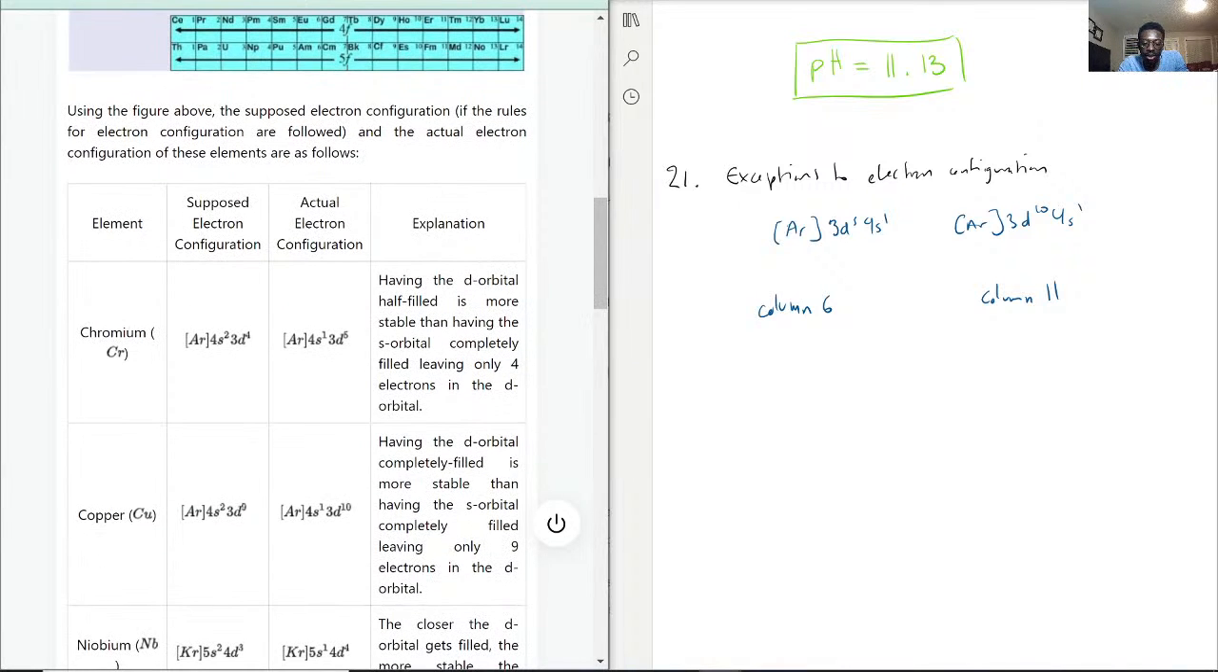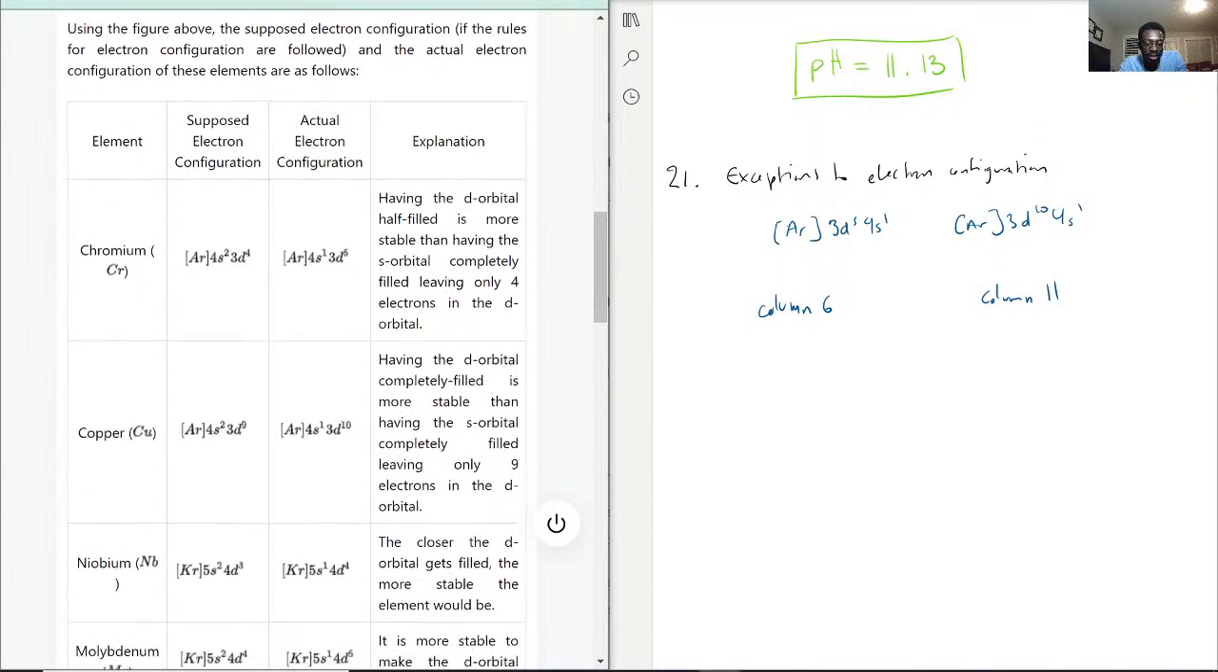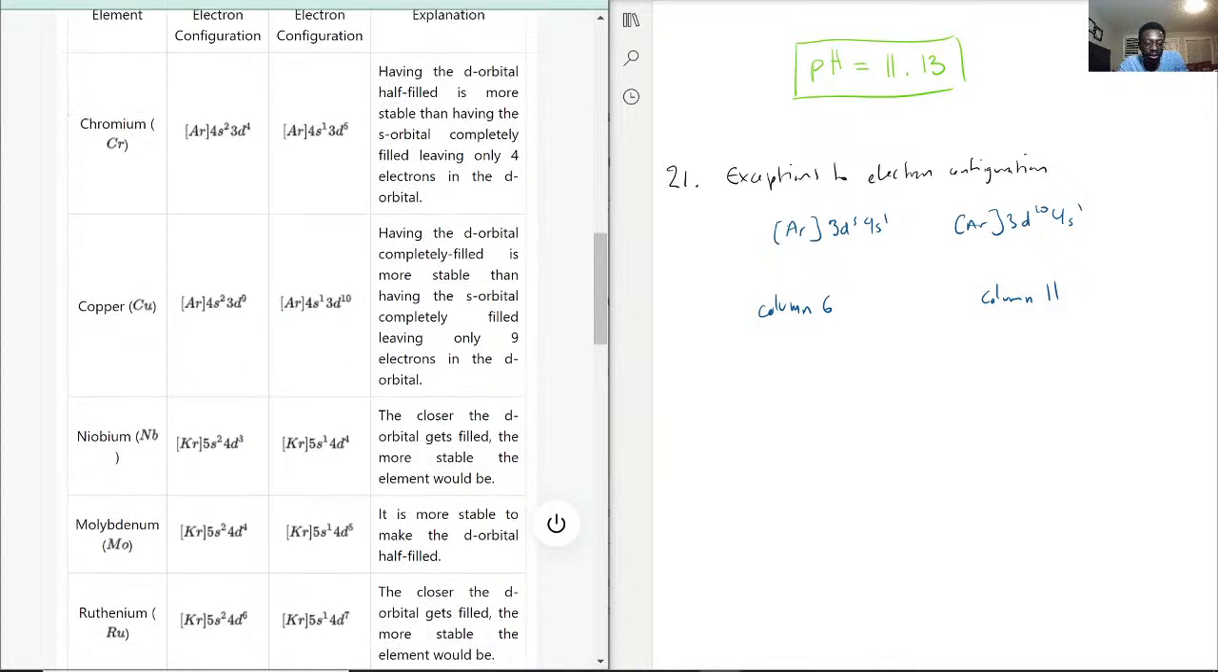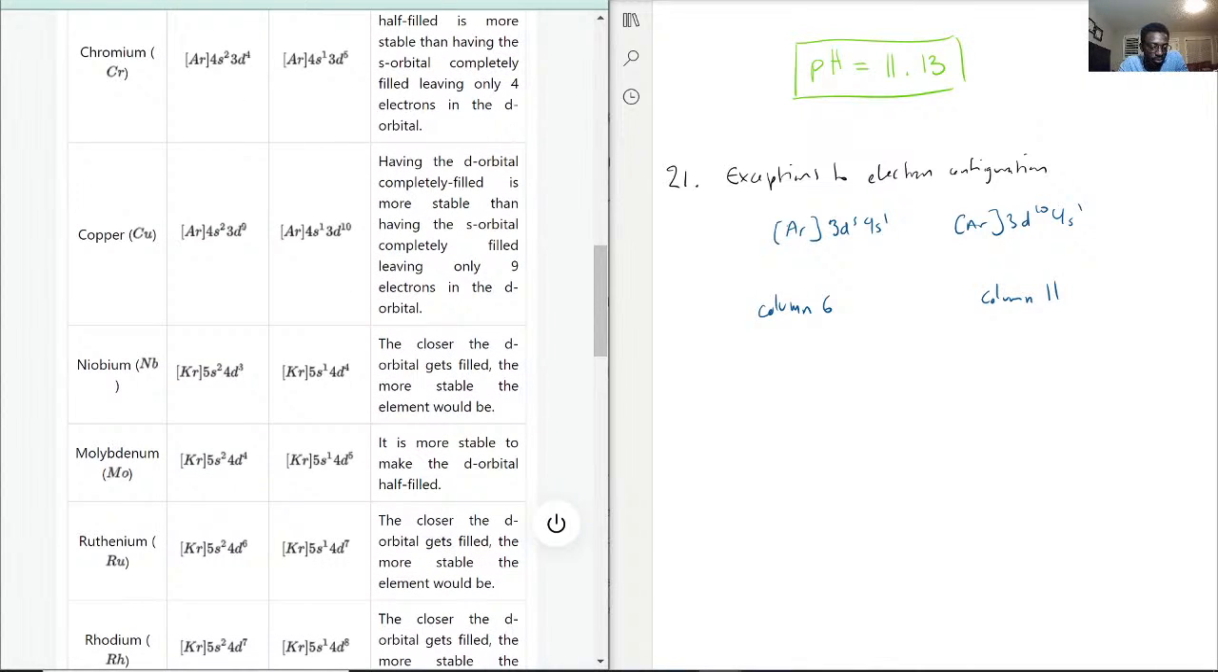So chromium, yep, that's what we did. That one makes sense. Copper, yep, makes sense as well, while I would prefer the order to be changed for it to be 3D10 then 4S1. Niobium, 5S2 4D3.